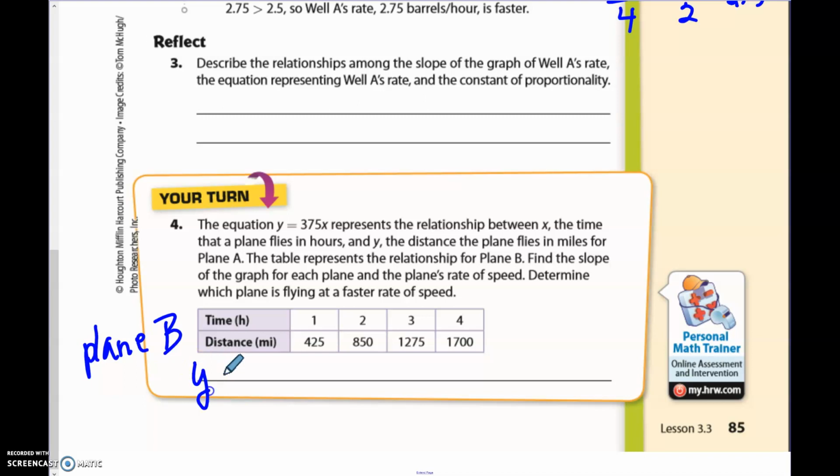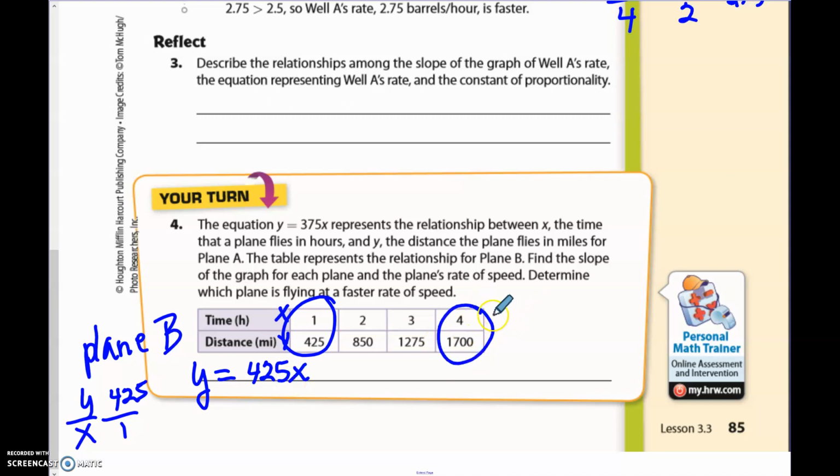So plane B's equation, remember, we are going to do y over x. This is x, this is y. So you put your y value, I'm just going to use this ordered pair, 425 over 1. So it'd be 425x. Now, I could have done this one right here. So remember, we still have to put y on top. So 1700 over 4. And what is 1700 divided by 4? So grab your calculator. 1700 divided by 4 comes out to 425.